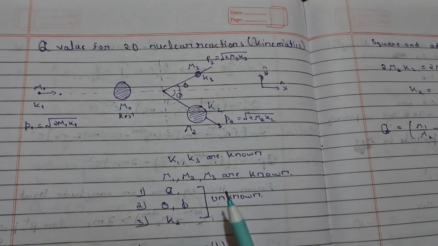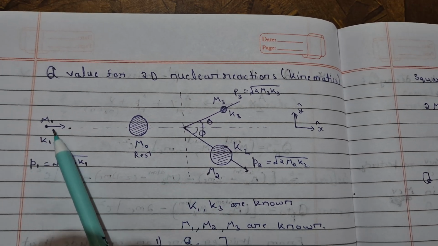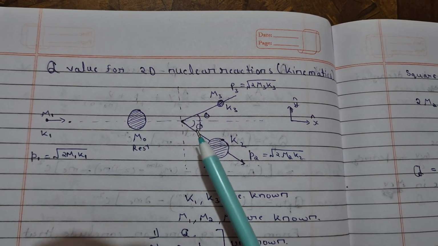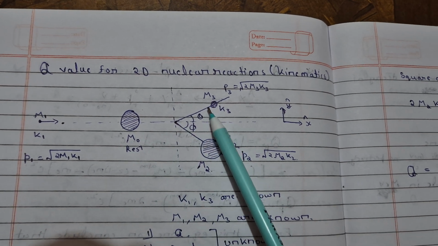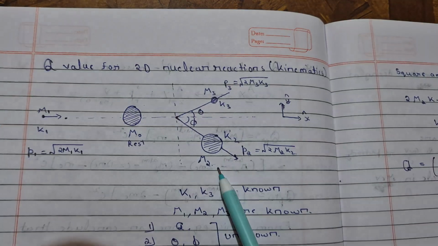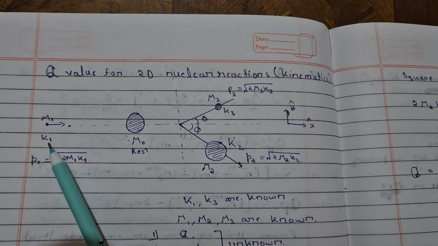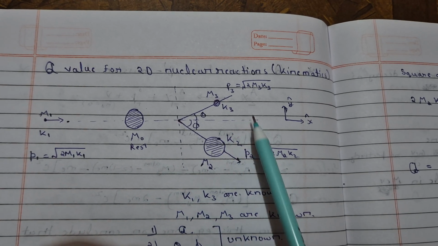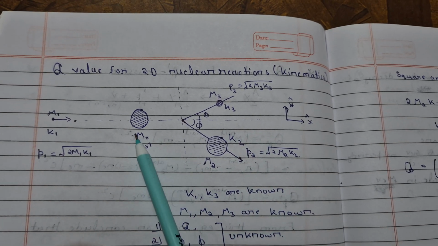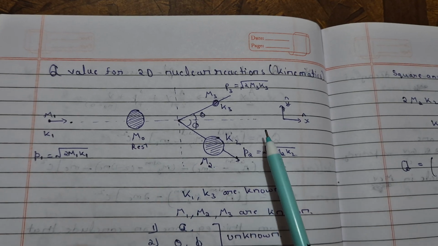Means if there is a 2D nuclear reaction, like there is this nucleus, this is your M1 particle, it is going to react with this, and after the reaction it will go like this. Means there will be some M3 particle and M2 particle. So the kinetic energy of this is K1, and this is K2, this is K3, this is K0, and this is initially at rest, so this is why K2 is 0. So how will this occur?